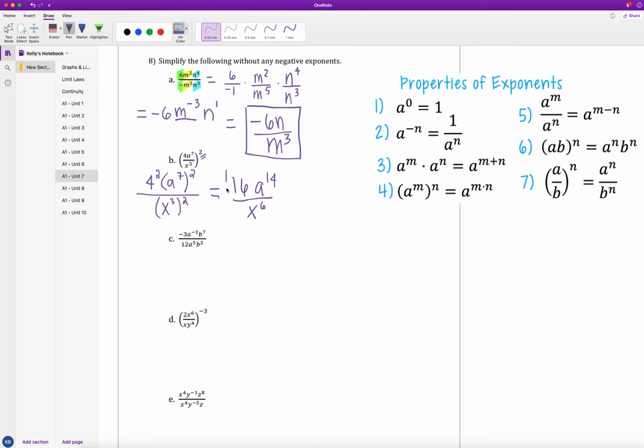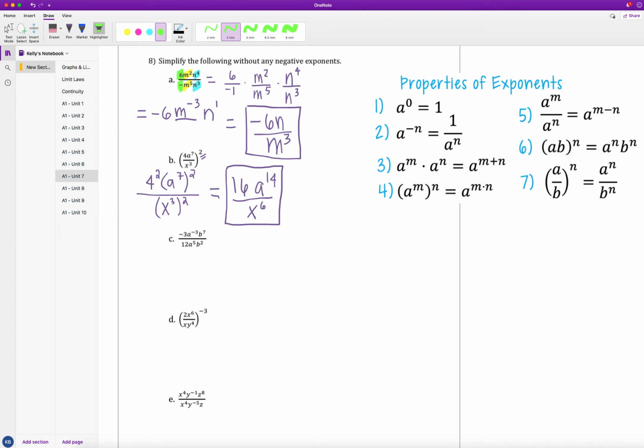Since I have no negative exponents and I've combined all the like terms that I can combine, I am good to go. Okay, let's look at example C. Why don't you guys pause the video and try example C on your own first. Okay, so let's check this third example here.